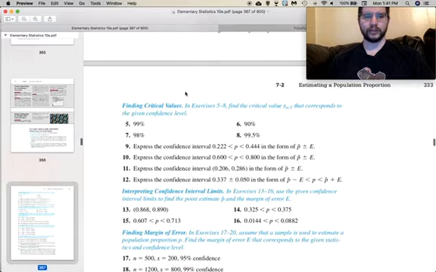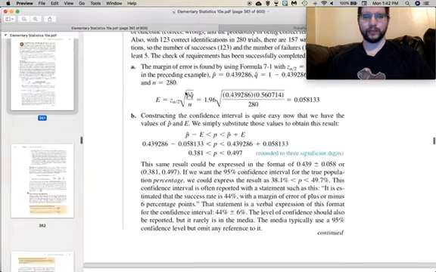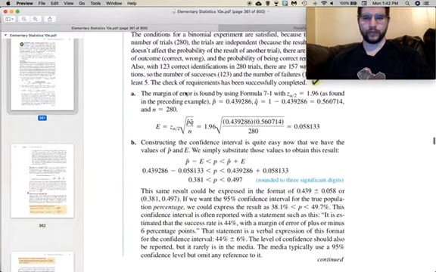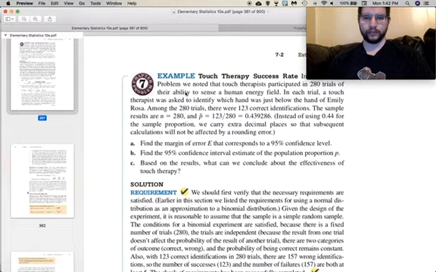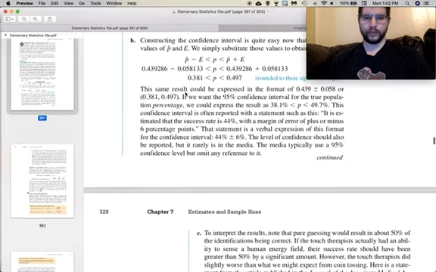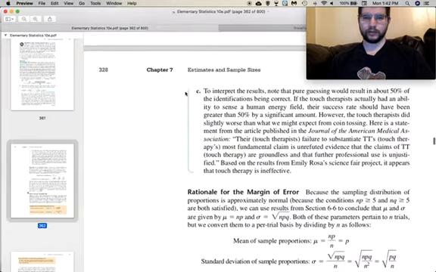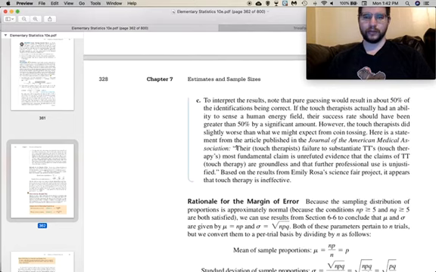And they actually published the results in a journal. Let's see. This one. Yeah. So here's what they wrote. The touch therapists' failure to substantiate touch therapy's most fundamental claim is unrefuted evidence that the claims of touch therapy are groundless and further professional use is unjustified. Basically, they suck.